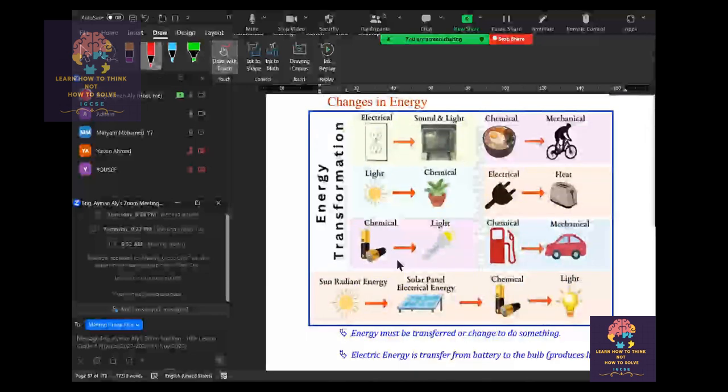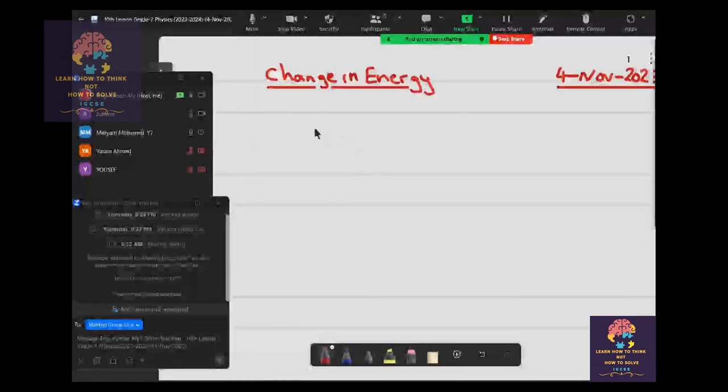We know energy can be transferred or changed to do something. I should transfer energy or convert it into something to apply this work. For example, the batteries. If I have a battery, this battery has a positive side and a negative side. Inside the battery, what type of energy do we have? Chemical energy. Inside the battery we have chemical energy.